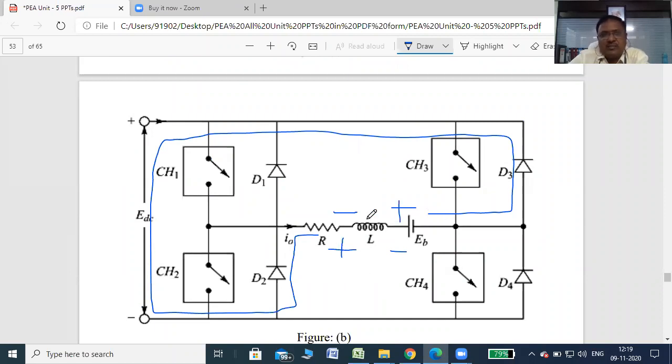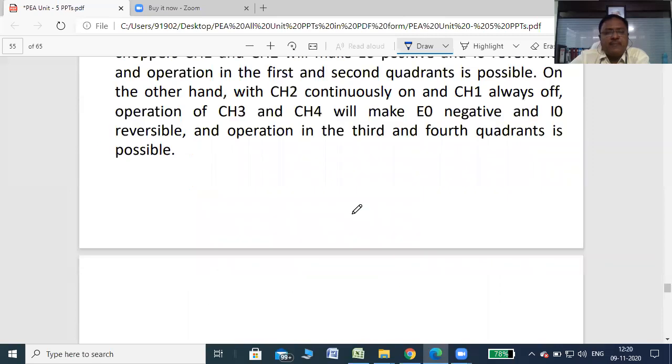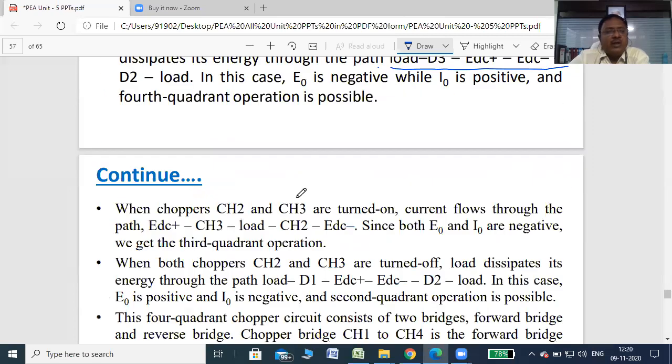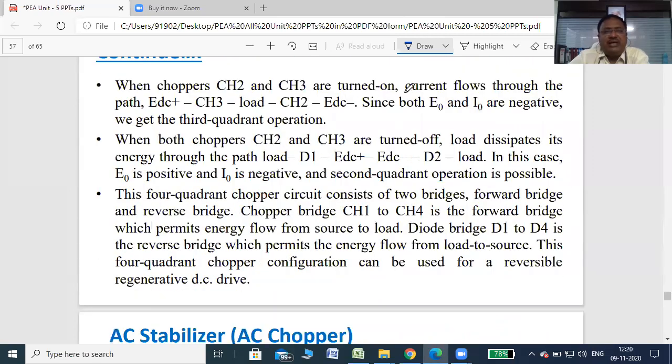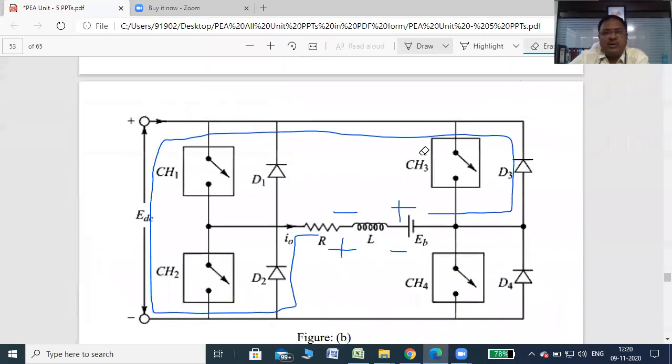This time the current direction is still positive, but the output voltage is negative. Then in the next cycle, when chopper 2 and 3 are turned on, I'll explain with the help of the diagram here.